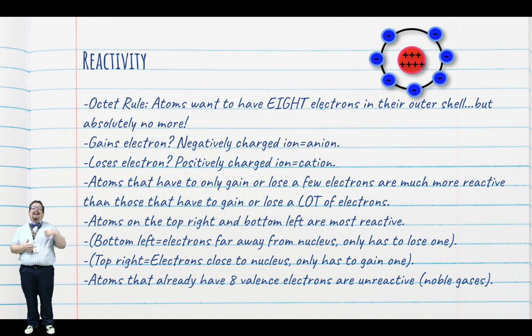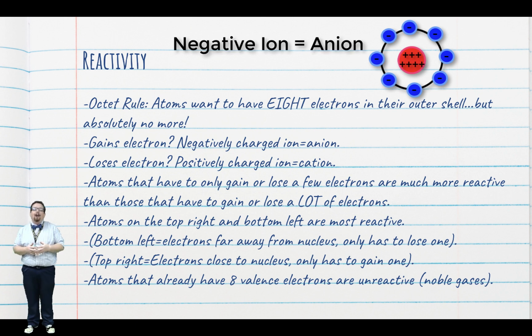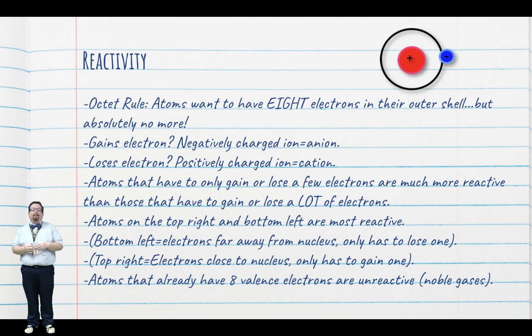When an atom gains an electron, it has more electrons than protons, causing it to be a negatively charged ion, which we call an anion. When an atom loses an electron, it then has more protons than electrons, causing it to be a positively charged ion, which we call a cation.